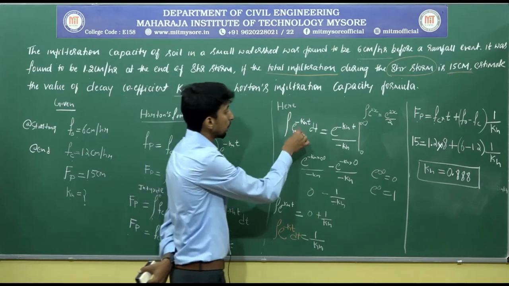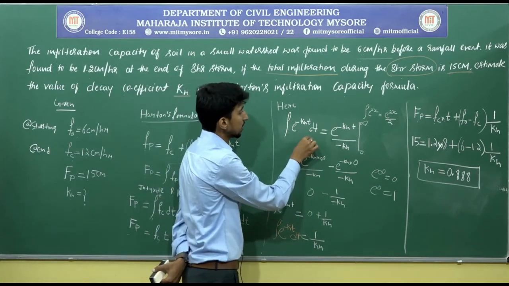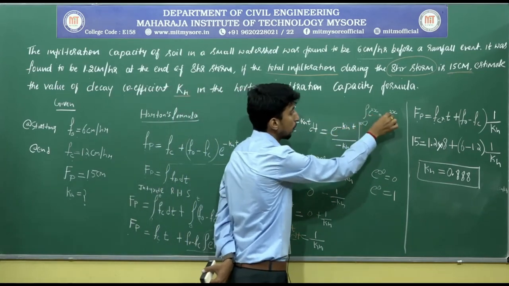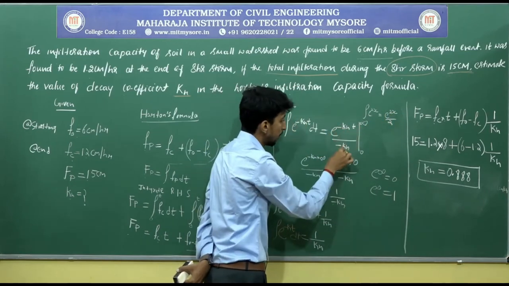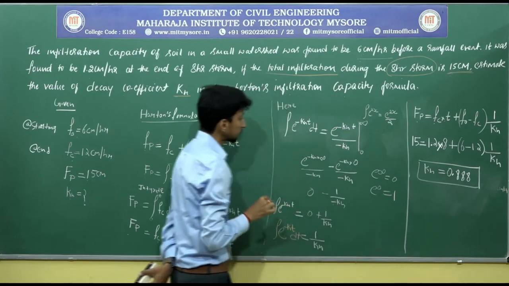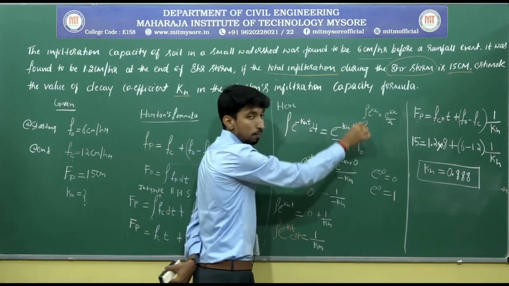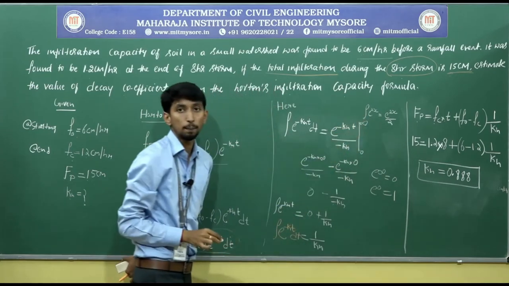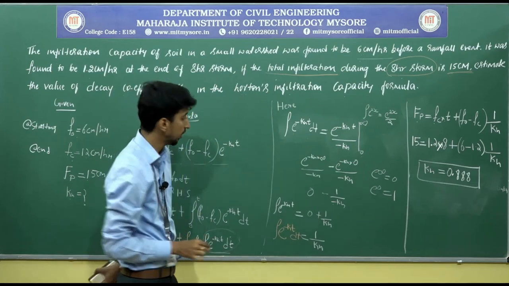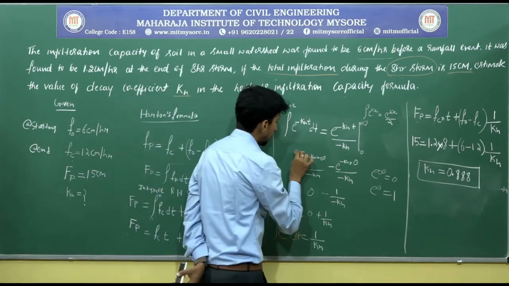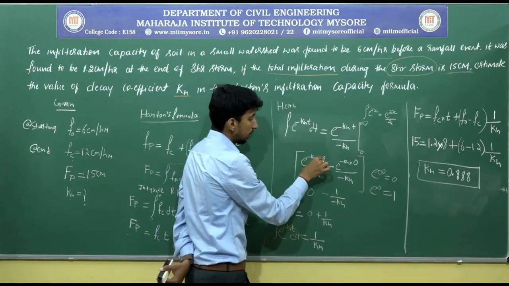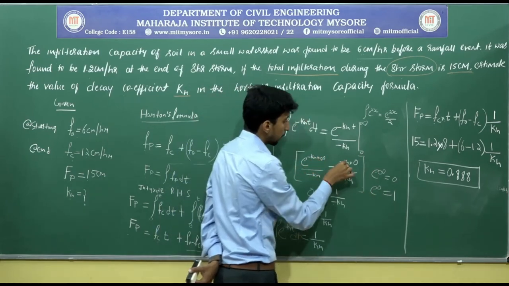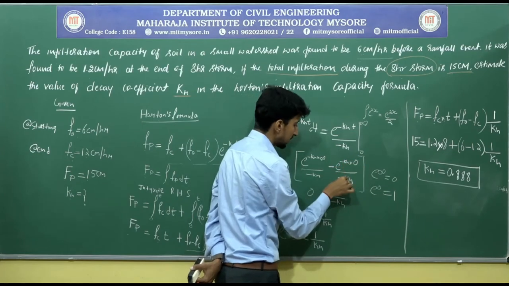By integrating e power minus kt dt, it is nothing but e power 2x is e power 2x by 2, like that e power minus kt is e power minus kt by minus k. Now applying the limit from 0 to infinity, e power minus k into infinity by minus k, e power minus k into 0 by minus k.